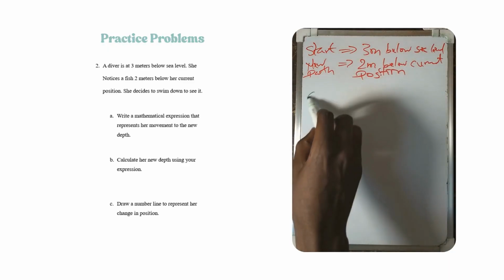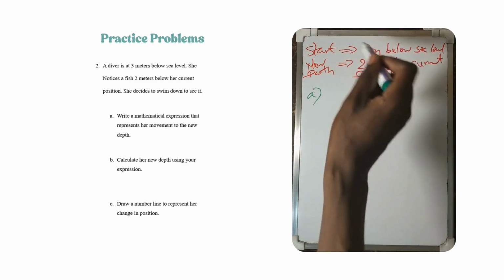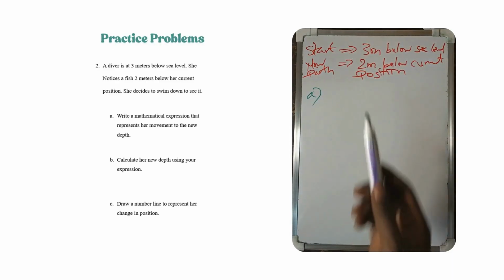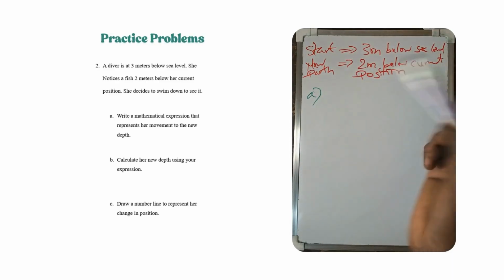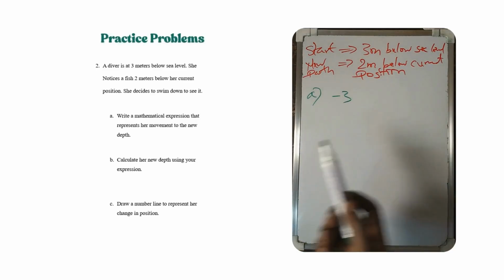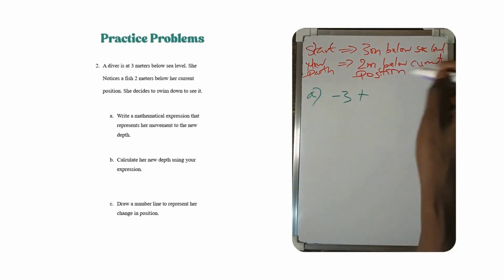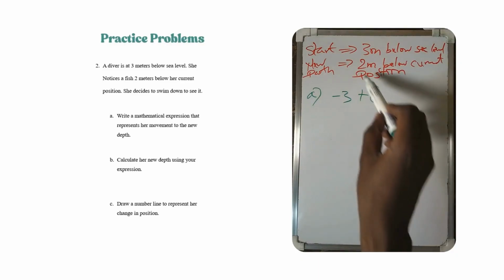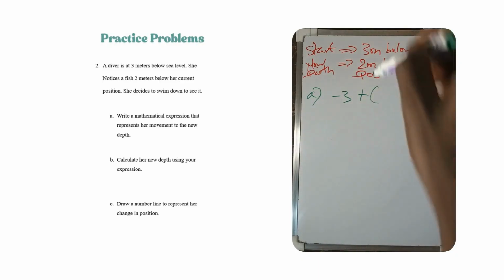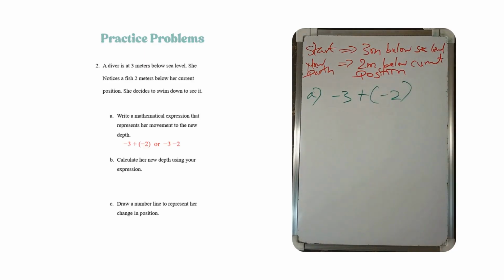Our first one will be very simple. It is the current position plus the new path. So 3 meters below sea level, when it's below sea level, is negative. And we add the new path. The new path is 2 meters below the current position, so it is minus 2. So that will be our mathematical expression, negative 3 plus negative 2.